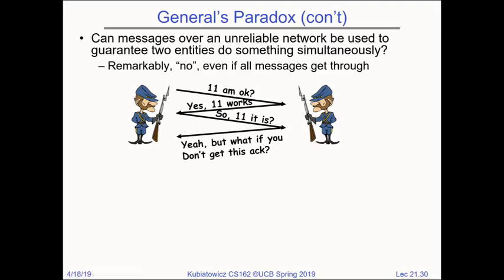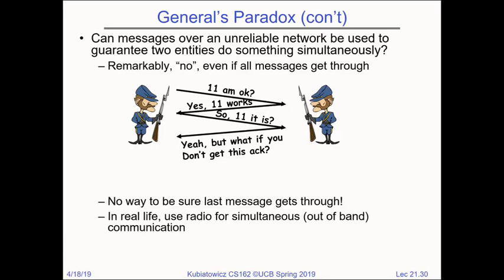Now, what you do is, if there's a possibility of lossiness in here, the problem is that you never know for sure that your message was received unless you get an ack, but then the problem is the other guy doesn't know that his ack was received. Okay? So there's no way to be sure the last message gets through. And of course, in real life, you use a radio, which is an out-of-band communication mechanism. Custer did not have radios, right?